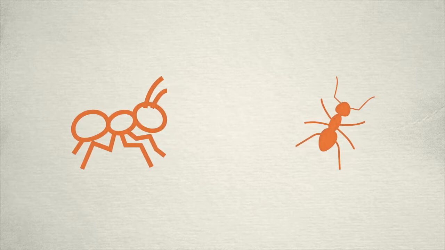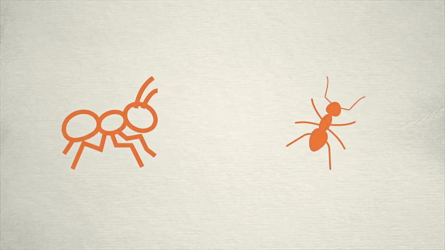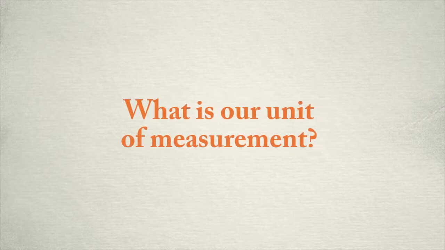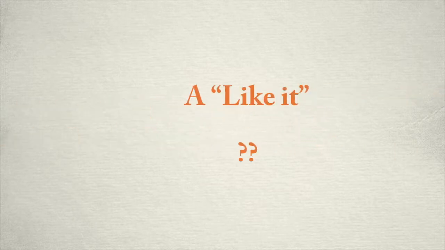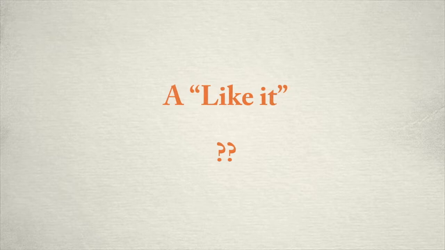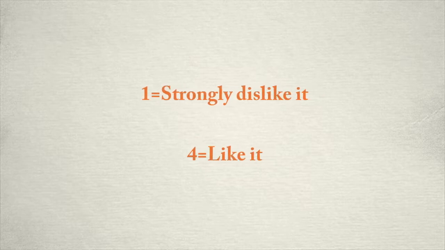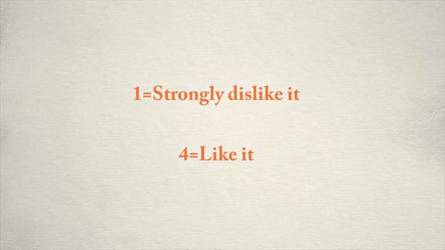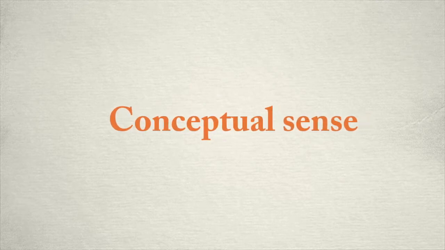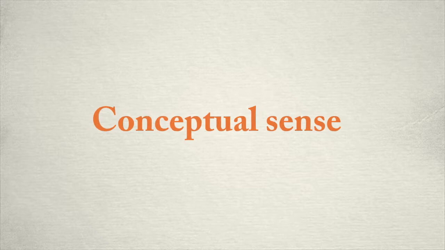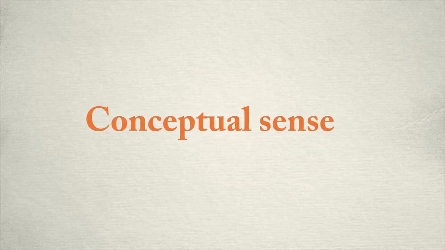In our ants example, the unit of measurement was feet on our ruler. But what is the fundamental unit by which we can increment on this scale? Is it 1 like it? If one person answers 1 and the other answers 4, is that a difference of 3 like-its? Like-its don't make any deep conceptual sense. Certainly not in the way that a degree on a Celsius scale or a foot on a ruler do.